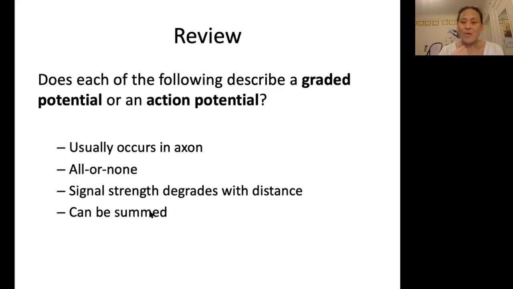Okay, so hopefully you were able to do that. I'm just going to go over the answers here. Usually occurs in the axon, that's an action potential. All or none, that's an action potential. Signal strength degrades with distance, that's a graded potential. Can be summed, that's a graded potential, okay?